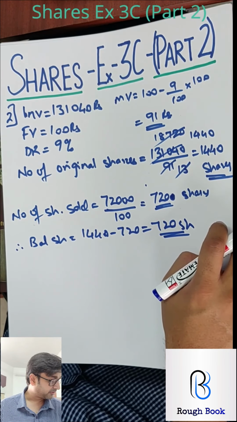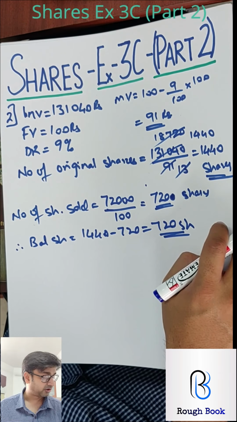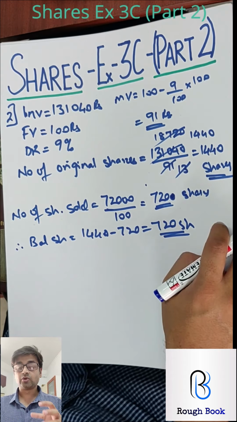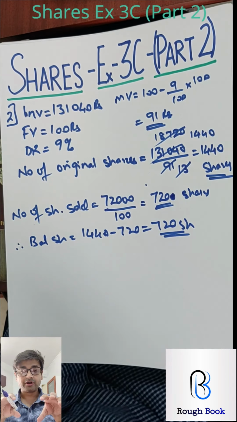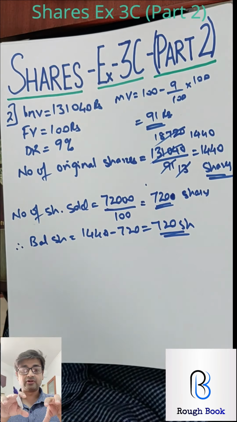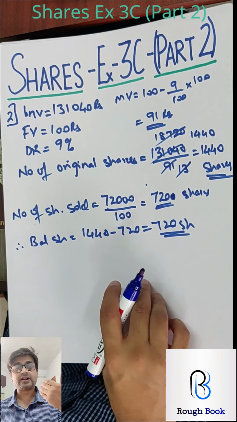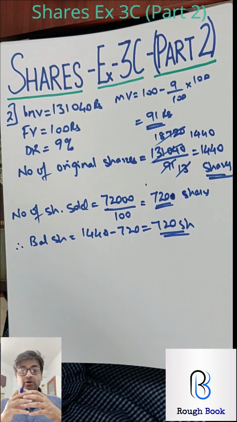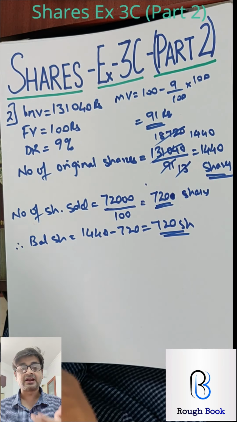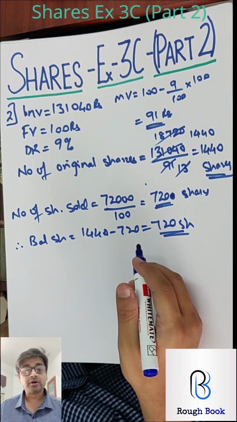Now let's read the question further and see what they want. They say at a premium of 10% and the rest at a discount of 5%. Find the total gain or loss. So the total shares that she had, 1,440, are broken into two parts, 720 and 720. The first lot is sold at a higher price, the second lot at a lower price. Together the total income is what she is getting, and then they are asking whether there is a profit or a loss.